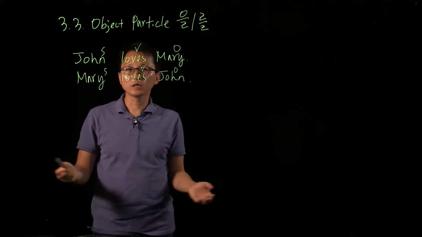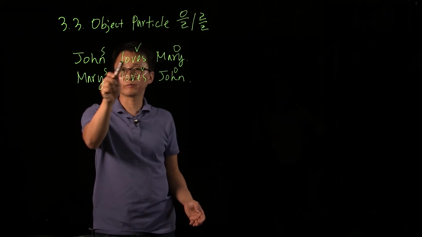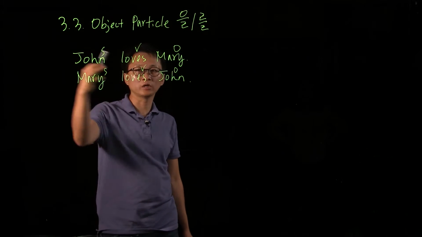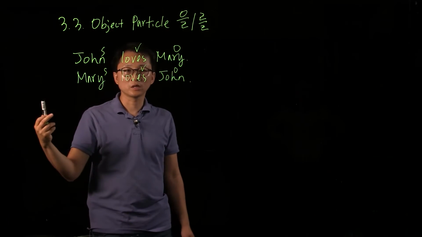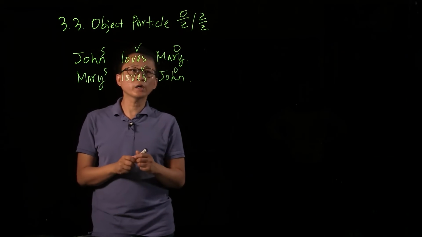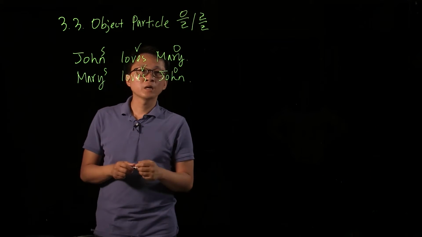How do we know that? The word order is important. Something comes before the verb is the subject. In this case, John loves Mary, Mary loves John. So these two sentences have totally different meaning, right? Then object. So what's the definition of object?